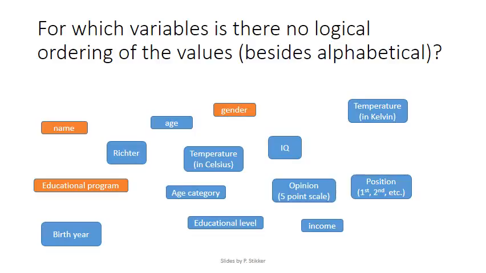It doesn't matter on a survey if I ask, are you male or female? Or if I ask, are you female or male? For all the blue ones, there is a logical ordering. For example, with temperature, 20 degrees Celsius is warmer than 18 degrees Celsius. Or if I ask people about their opinion, and that's ranging from completely disagree to completely agree, there is clearly an order among the possible variations.